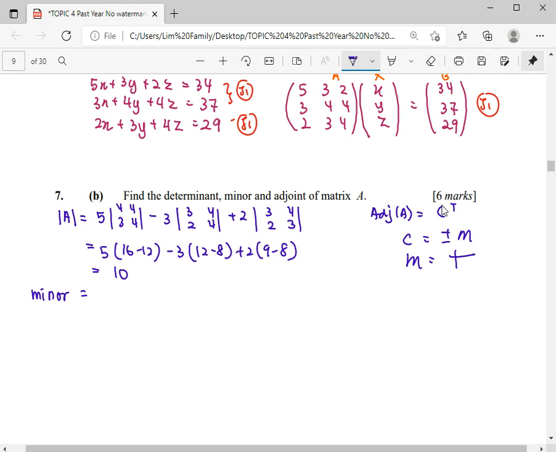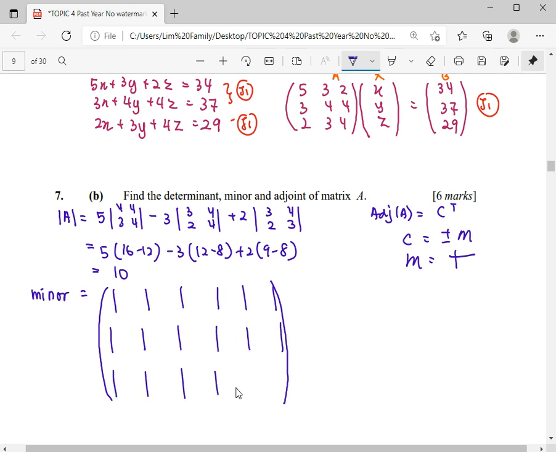For the minors, I'm going to draw a big bracket because I have 9 positions here: 1 1, 1 2, 1 3, 2 1, 2 2, 2 3, then 3 1, 3 2, 3 3. So I have 9 minors here. This is minor 1 1, minor 1 2, minor 1 3. This is minor 2 1, minor 2 2, minor 2 3. This is minor 3 1, 3 2, and 3 3. So no positive or negative, because I'm not doing cofactor. Cofactor only has positive and negative according to position.